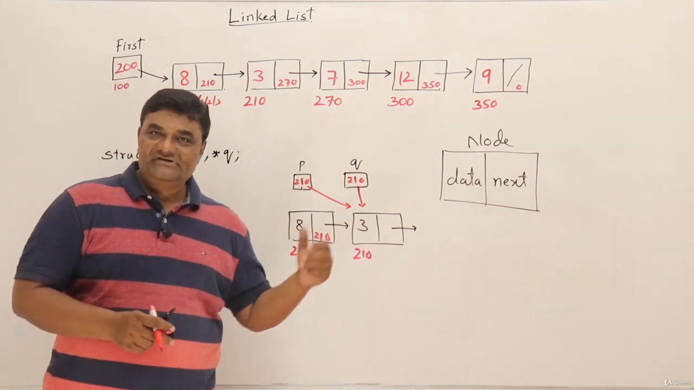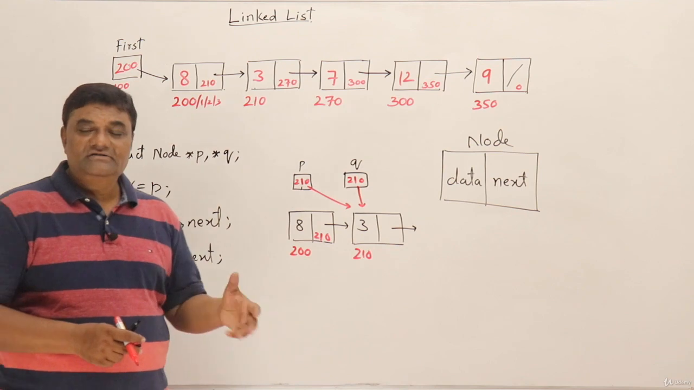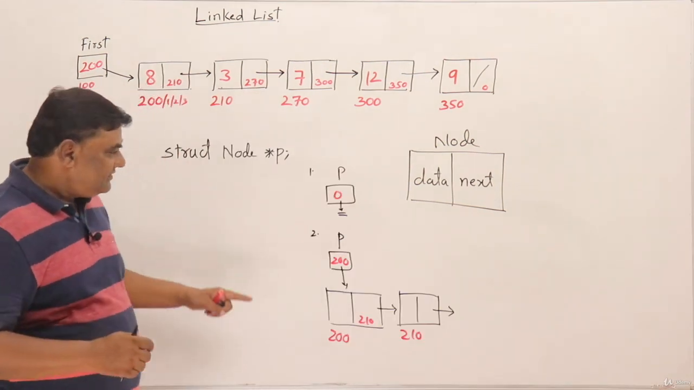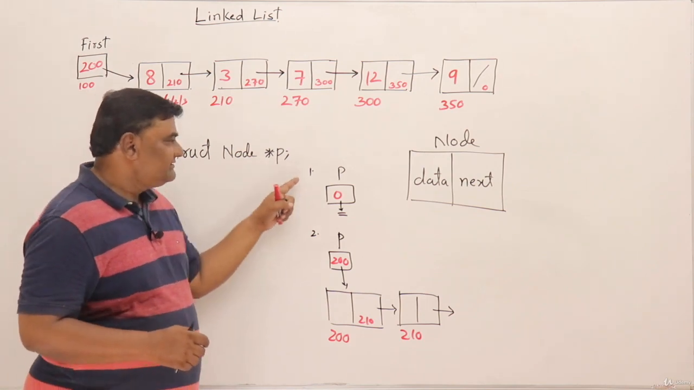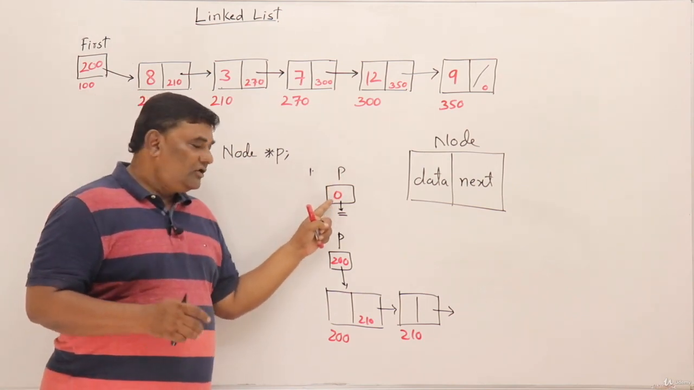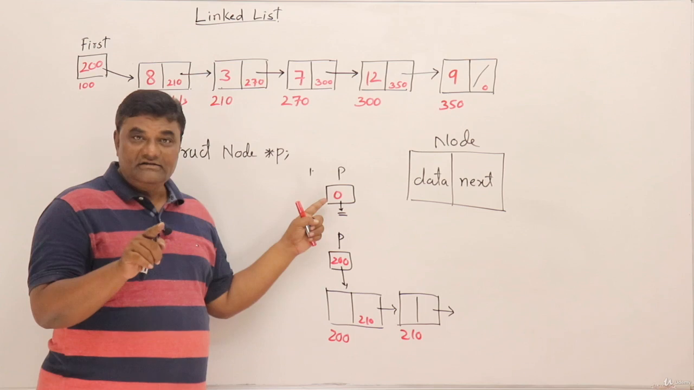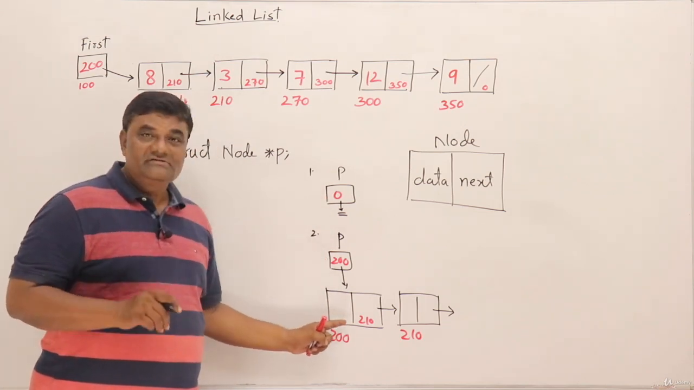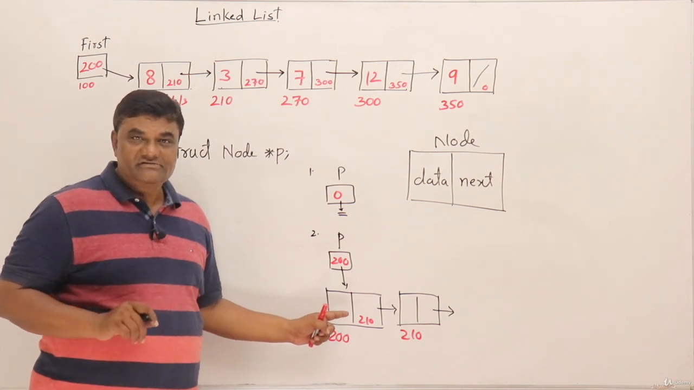We will see a few more statements. I'll just change the example. Then we will see a few more statements on this one. Next, I have two examples. Pointer P not pointing anywhere. It is null. Address is 0. And the second one, pointer P is pointing on some node in a linked list.